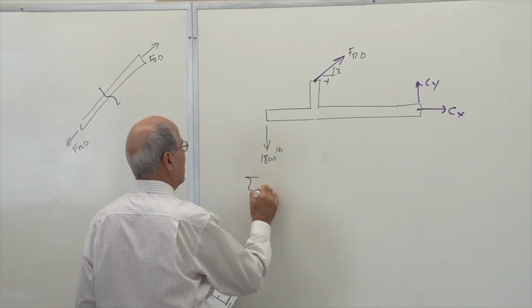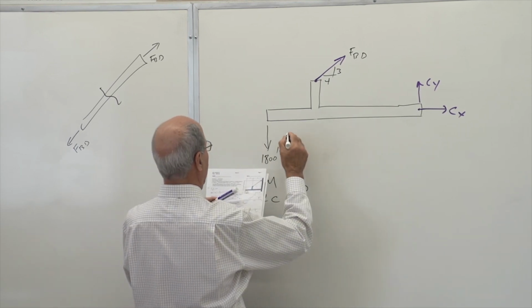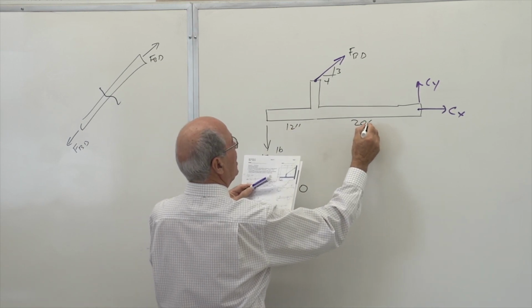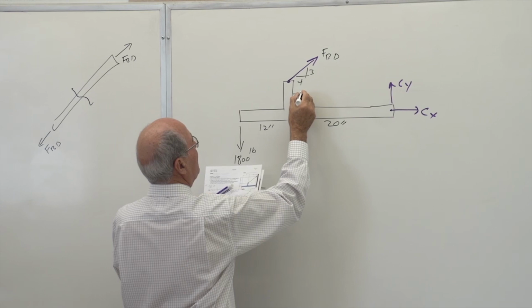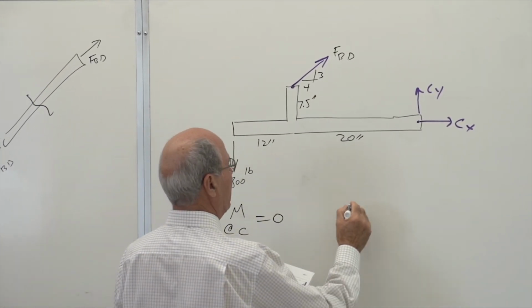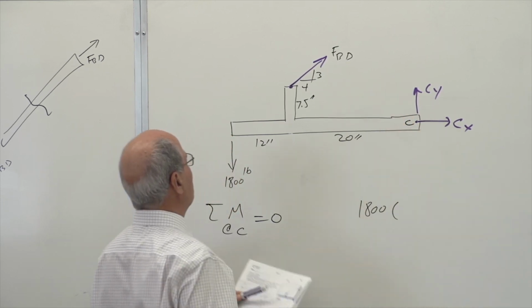Anyhow, sigma M at C equal to 0. So the dimensions are given. This is 12 inches. This is 20 inches. And this height is 7.5 inches, all given to you. So you write that one. So you have 1,800. Take a moment about point C. That's the point C.